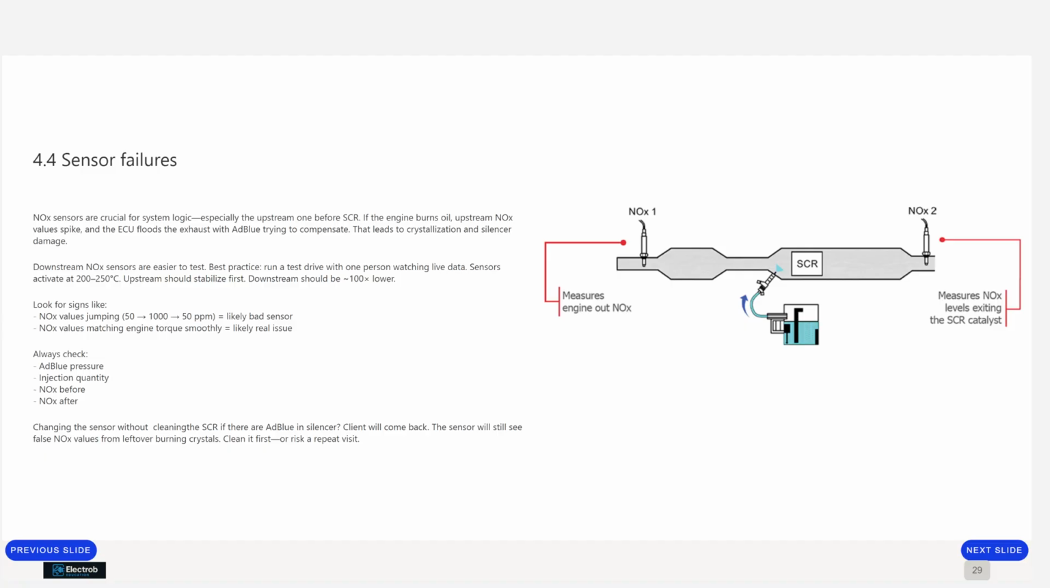Best practice, run a test drive with one person watching live data. Sensors activate at 200 to 250 degrees Celsius. Upstream should stabilize first. Downstream should be 100 times lower.